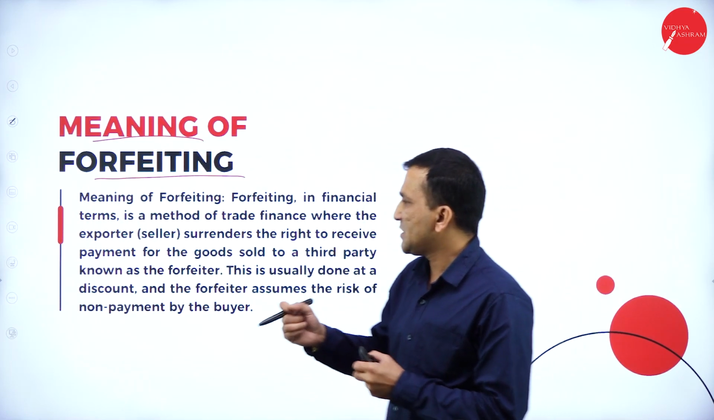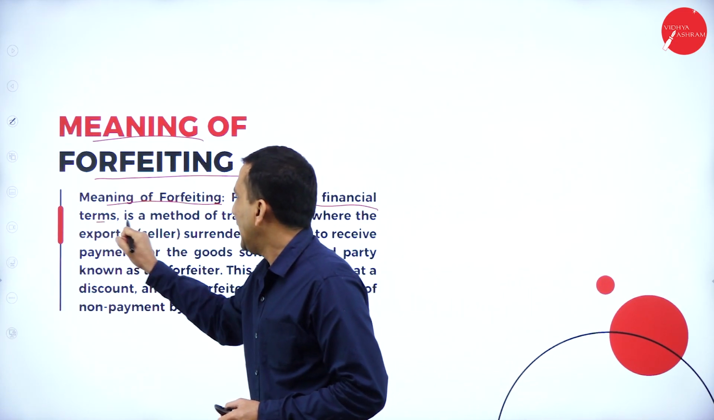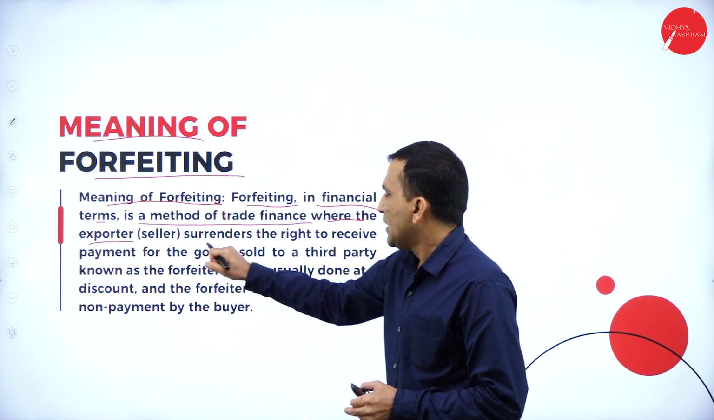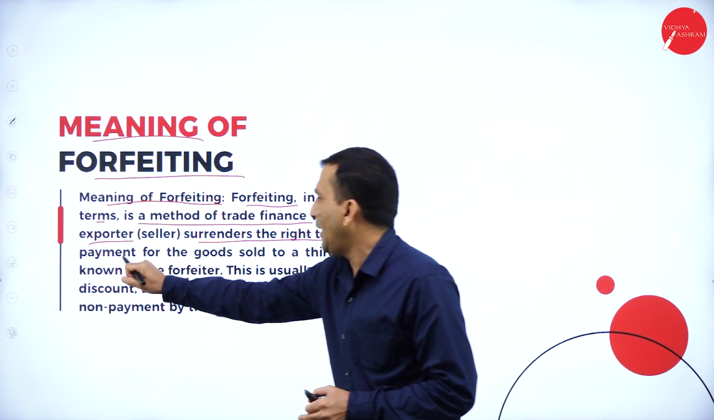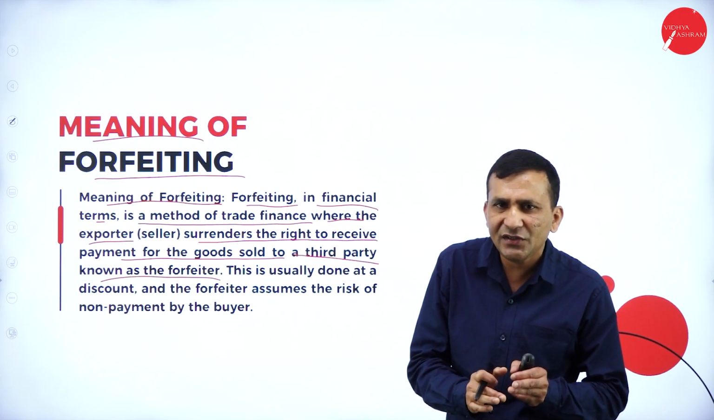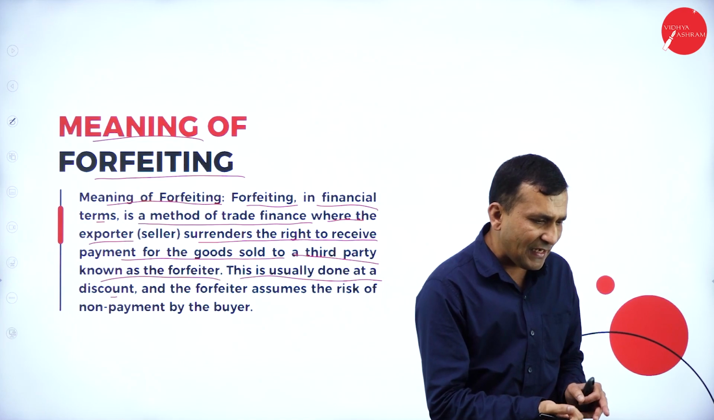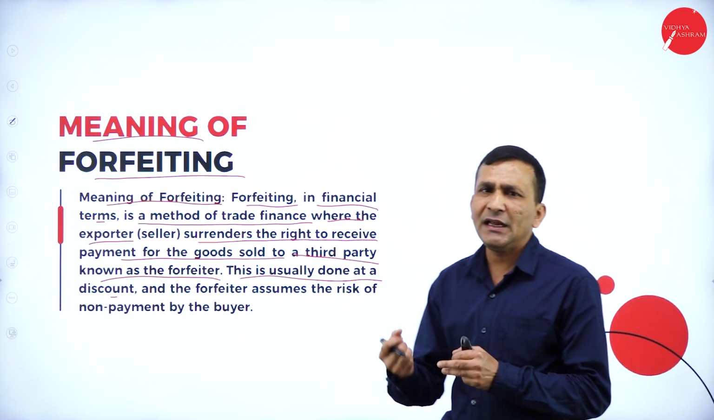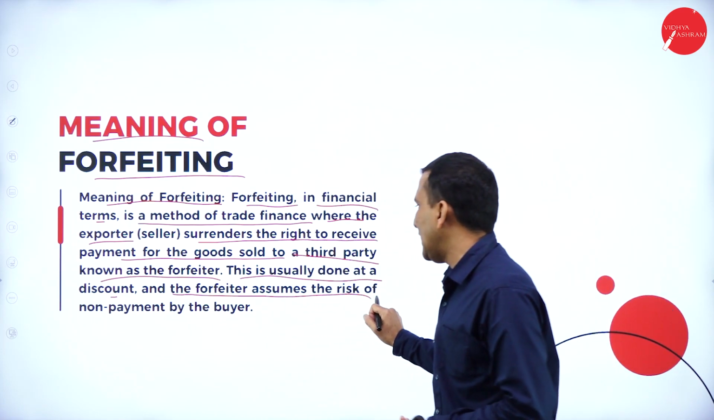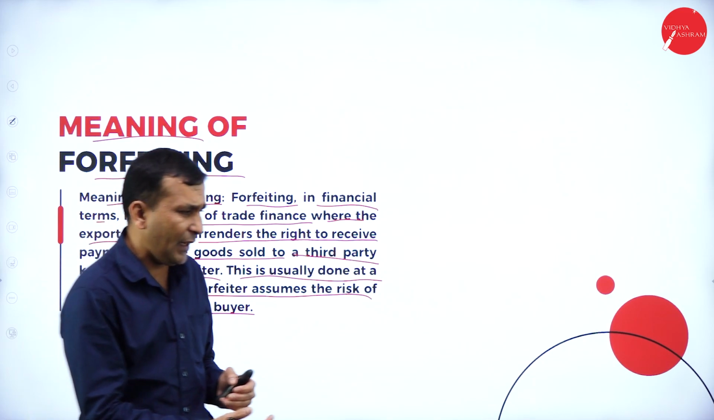Moving to the next one, meaning of forfeiting. Forfeiting is a financial term, a method of trade finance where the exporter, that means the seller, surrenders the right to receive payment for the goods sold to a third party, known as the forfaiter. This is usually done at a discounted price. Suppose the face value is 100; if you surrender it and get 90 rupees or 80 rupees, some discounting is happening. And the forfaiter assumes the risk of non-payment by the buyer. So either fully paid or partly paid, we need to identify.